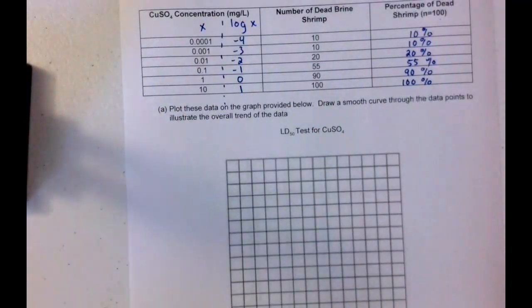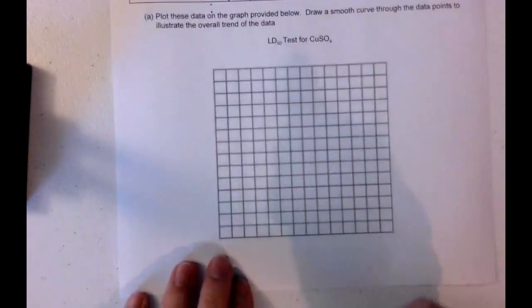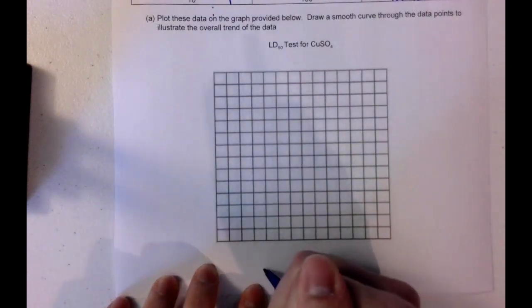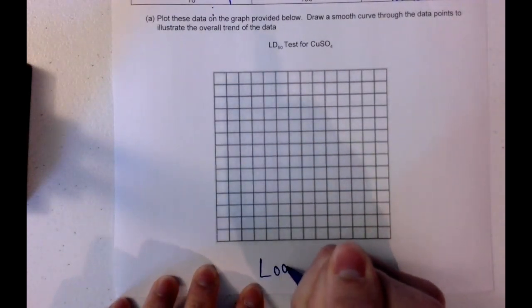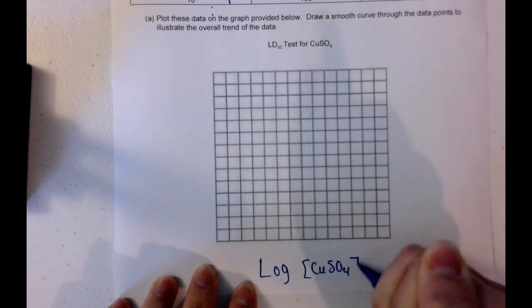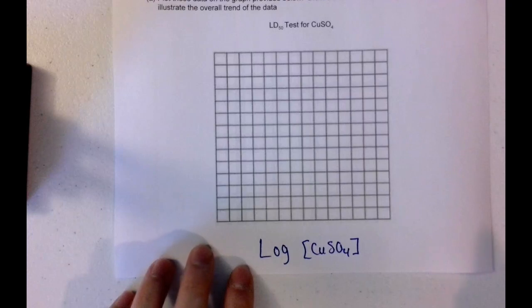Okay, so now I'm going to label this down here, and mine looks a little bit different because I expanded it out a little bit since I was running out of space. All right, so I'm going to say log of the concentration of CuSO4, and these braces just stand for concentration.